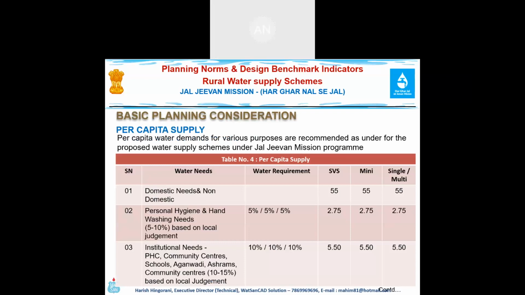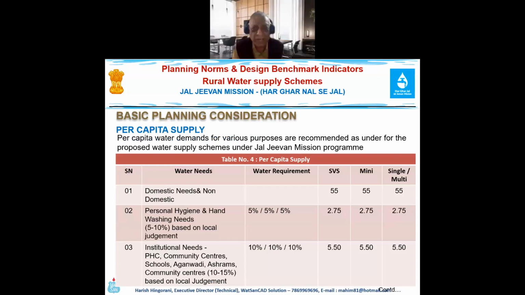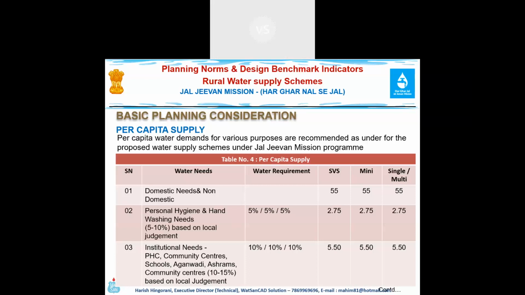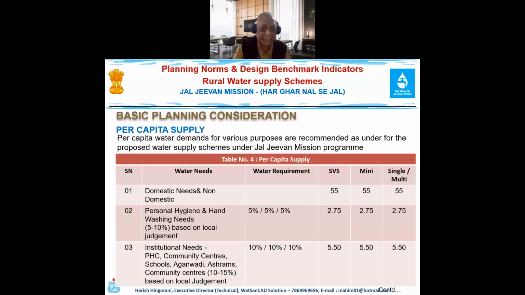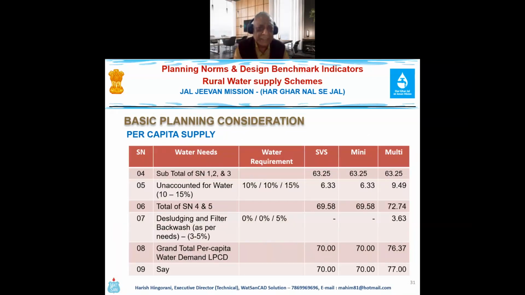So these are the water supply needs. Domestic is defined as 55 liters in all conditions. For personal hygiene and hand washing, we have considered 5%, but based on local judgment, you can consider less than that. For institutions, as suggested in the JJM guideline, such as PHC and community buildings, we have considered 10, but this is for example only and should be based on local judgment. You can reduce it subject to source availability and requirement. The total comes to roughly 63. Then there is unaccounted water: for a single village I suggest 10%, and for a multi-village scheme 15%. Accordingly, this water demand has been considered.